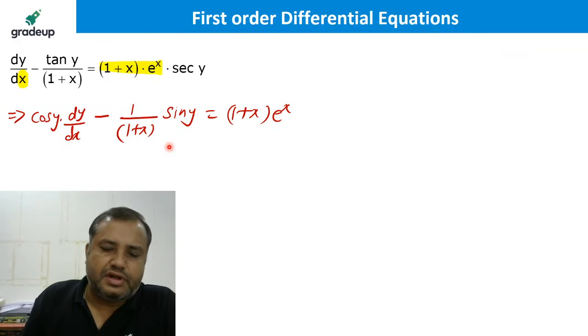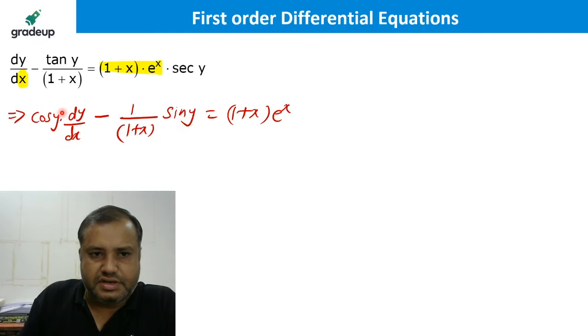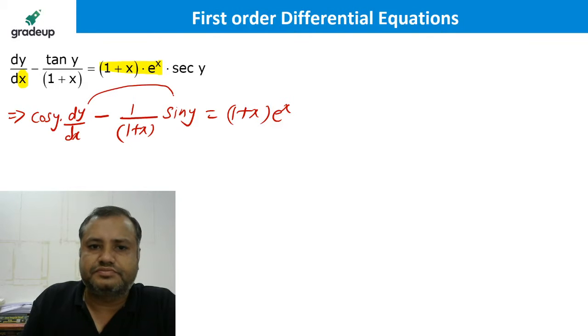Okay. Now derivative's coefficient is dependent variable function, means it can be reduced to linear form. So see the middle term. In the middle term, this is your f of y.